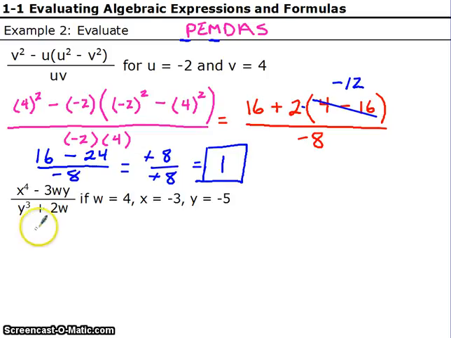All right, y'all give this one a try on your own. Pause the video, give it a try, and then come back and unpause and see if you got it right.